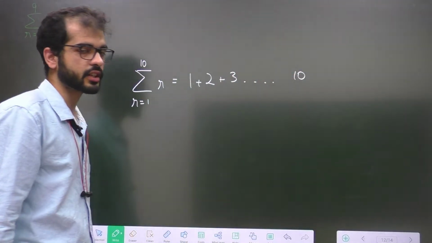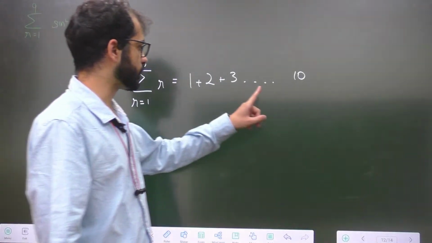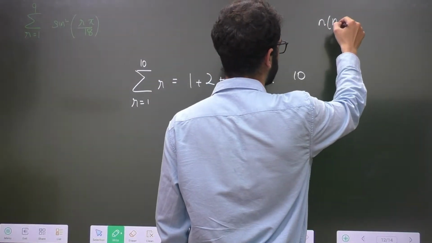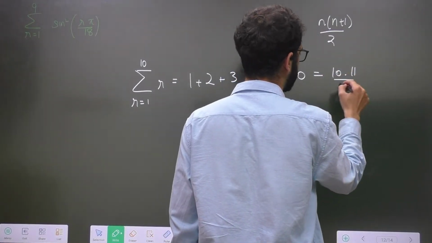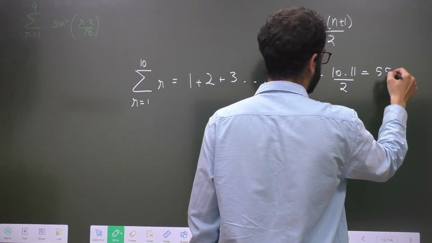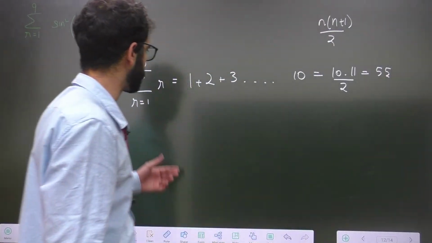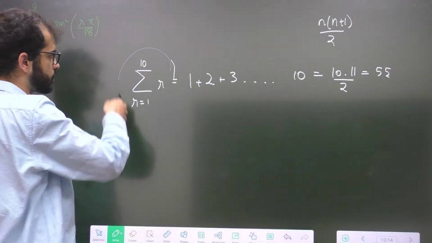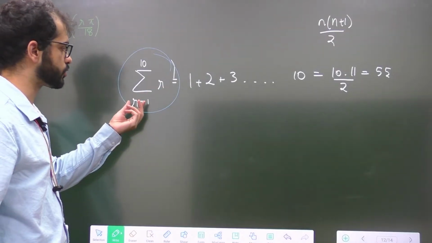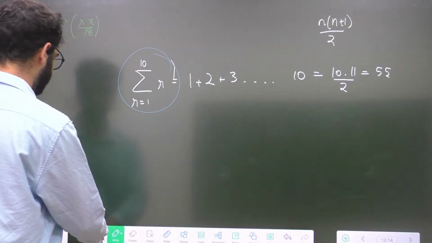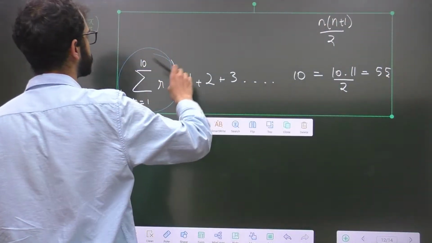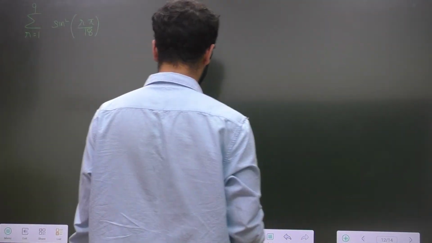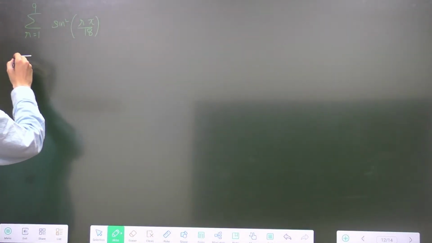And as you have studied in AP GP, the sum of first 10 terms can be given by the formula n(n plus 1) divided by 2. So this is going to be 10 into 11 divided by 2. That will be 55. I hope the meaning of this expression summation r goes from 1 to 10 is clear. Okay, now let's try to understand what the question is asking us to do.